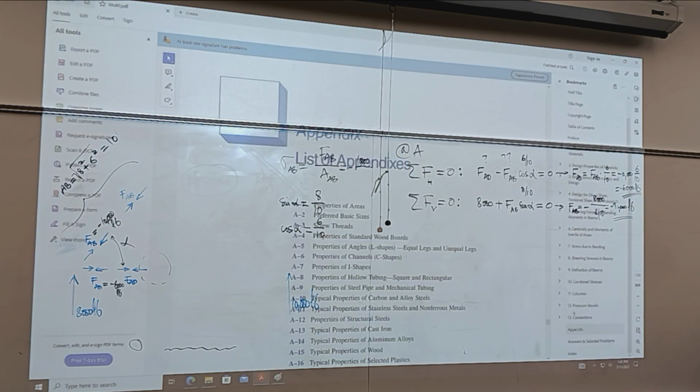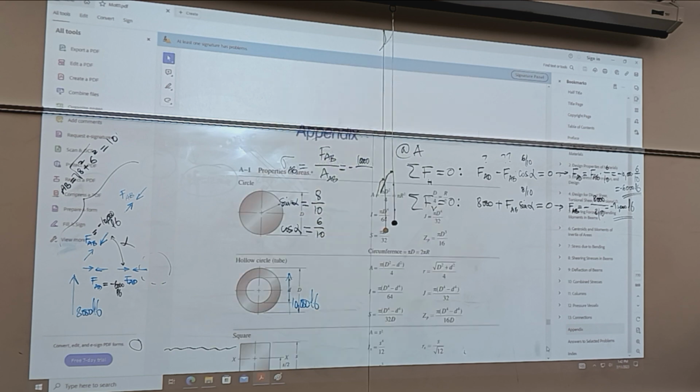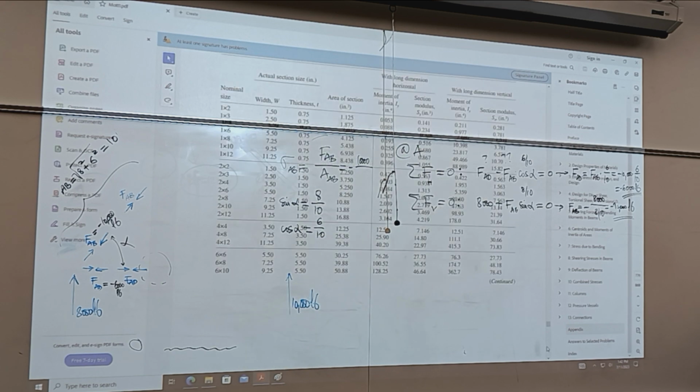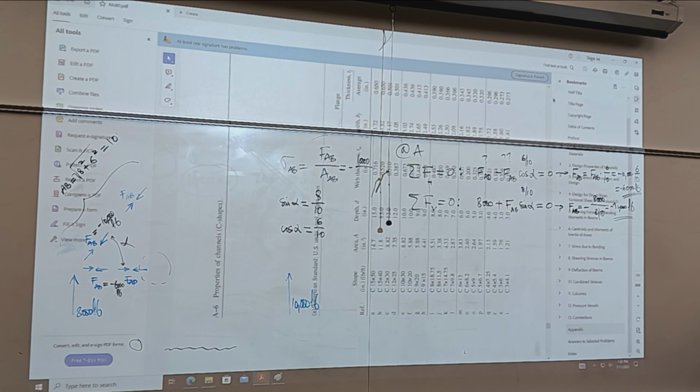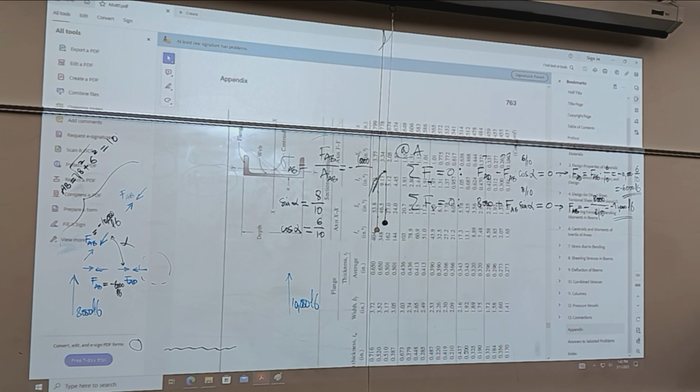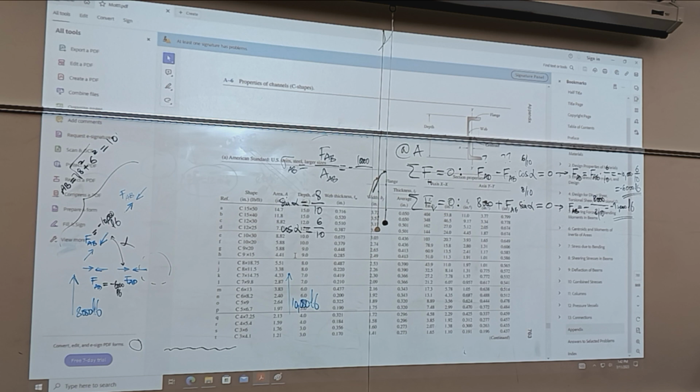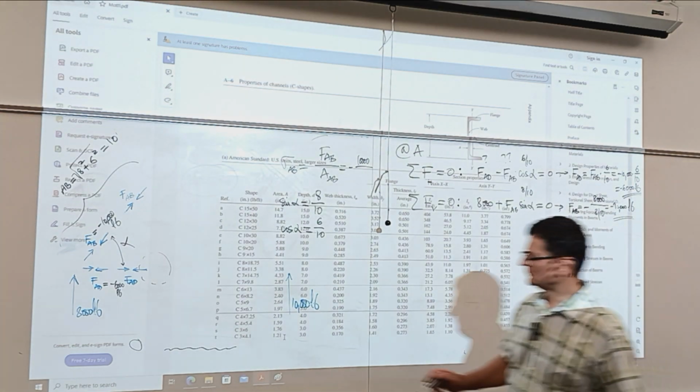So, appendix and C channels, let's find them quickly. Okay, there we have C channels, and let's rotate the view. So what was it for? Like the last one, T, okay? So it says area in inch square is 1.21 square inch. This one here.